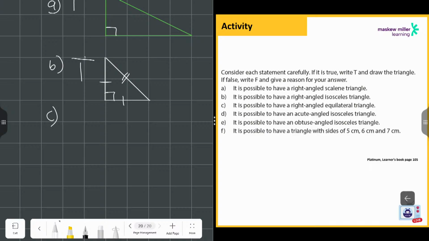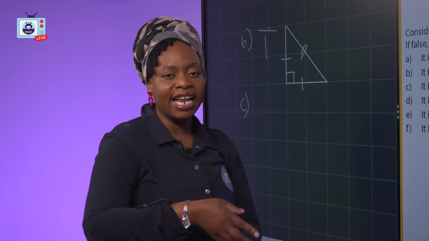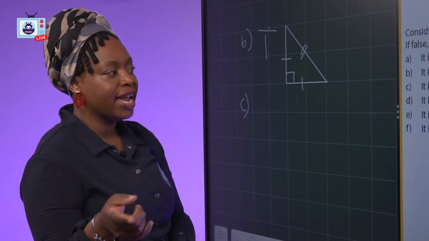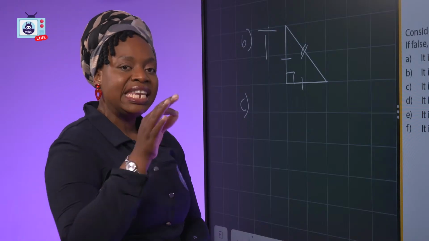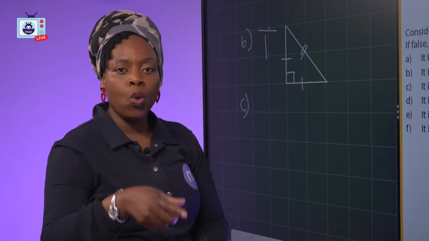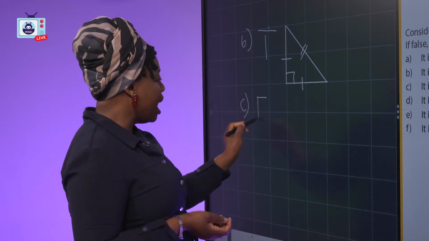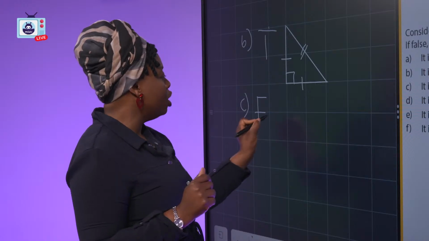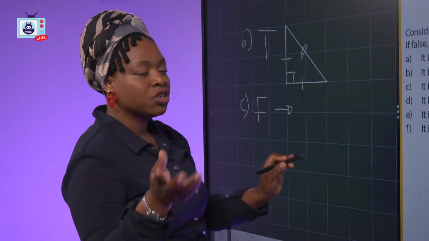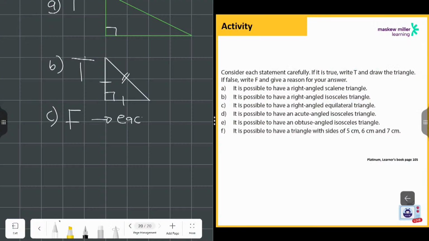Is it possible to have a right-angled equilateral triangle? What did I say during the consolidation? I did say that it's not possible that we can have a right-angled triangle which is an equilateral triangle. Why? Because an equilateral triangle has equal angles where each and every one of them equals 60 degrees. So that is no, it's not possible. So you're going to come and say no, which is false, and then you indicate that equilateral angles equal 60.